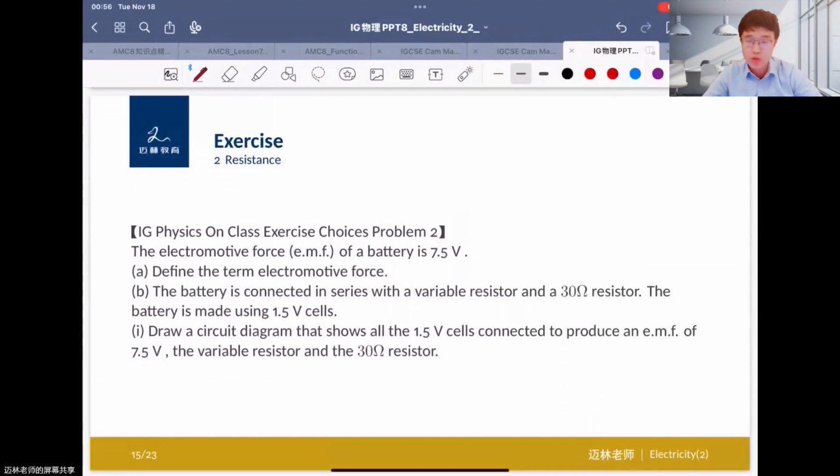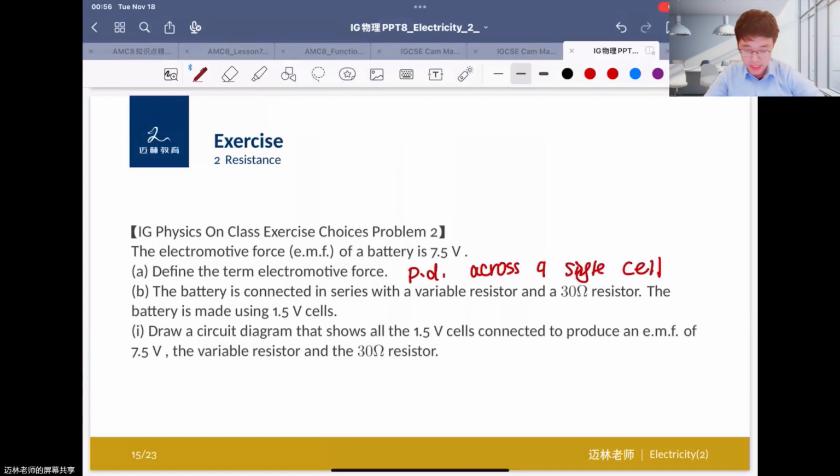Try to understand how to calculate this problem, please. For A, determine the term electromotive force. We said before that electromotive force means the potential difference across a cell. So we can just write down here: potential difference across a cell. Please remember that here is a single cell.